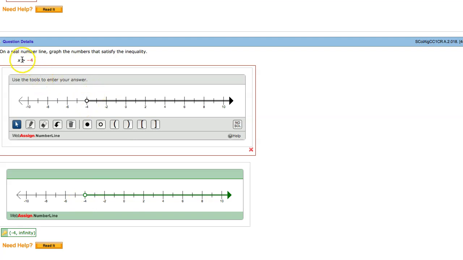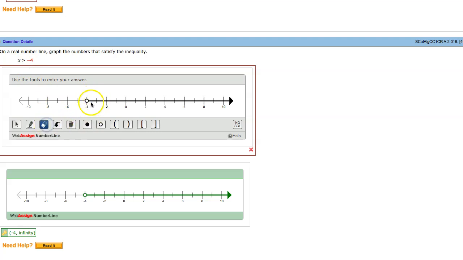Because it's strictly greater than. Now, why did I go to the right and not to the left? Again, it's greater than. If it had been less than, we'd have gone to the left. Now you're like, well, Jason, what would you have done if that would have been greater than or equal to? You would have used a dot like this.